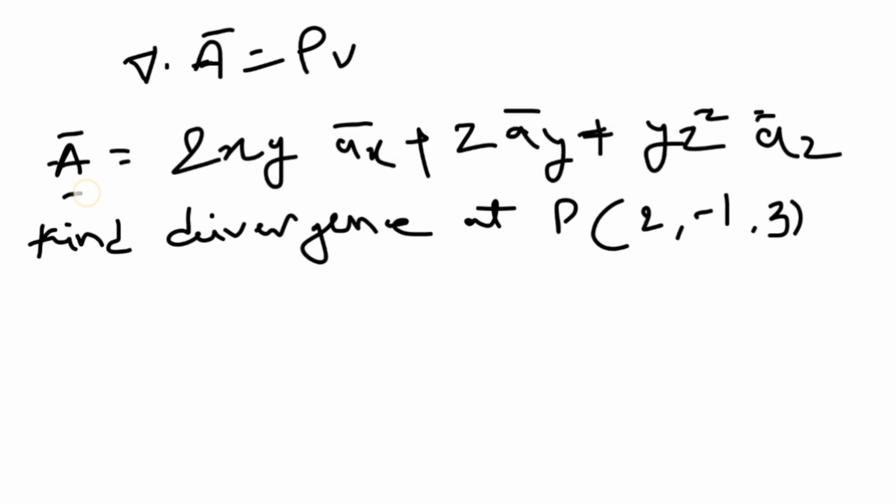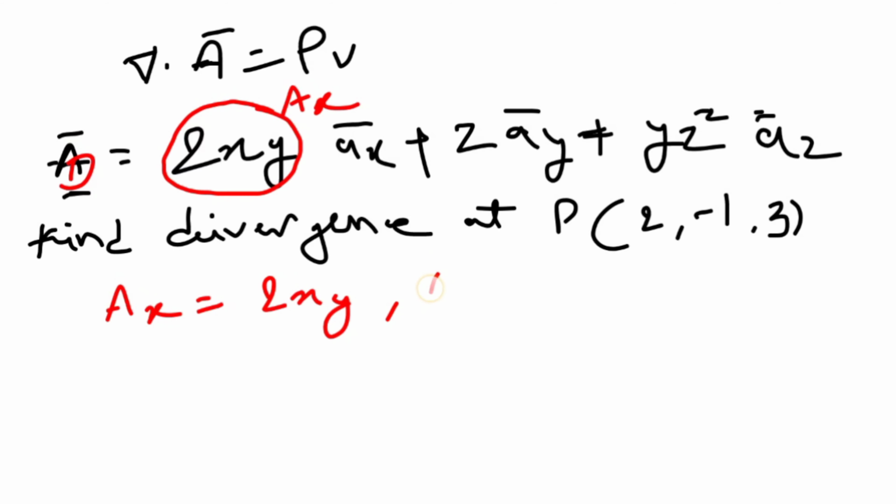Let us assume we are applying the divergence theorem for any vector. It may be the electric flux density vector, it may be D bar. Assume that it is D bar or A bar. Whatever the vector, we have to calculate the divergence at point P (2, minus 1, 3). Given A bar, this is the ax term, or the dx term if it is an electric flux density. So ax is equal to 2xy.